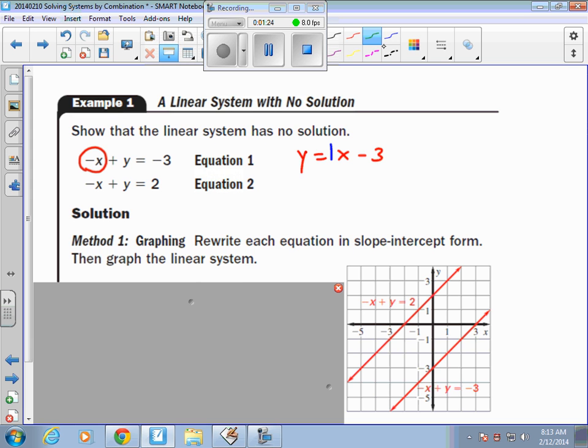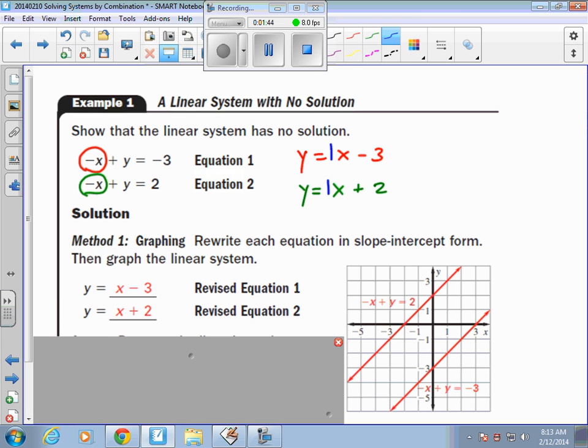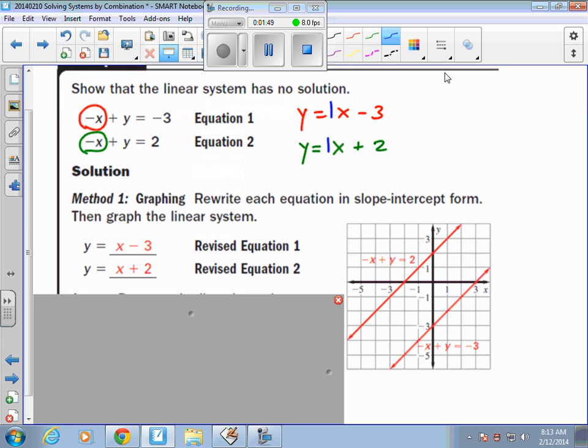When you move the other equation, again, you're going to move negative x over, and you're going to have y equals x plus 2, negative x becomes positive when it moves over, and the 2 stays positive. Again, your m value is 1. Right here, you can see that both of their m values are 1. They're going to be parallel lines, and they're not going to intersect each other, which means there's going to be no value that's the same. And that's the same thing we have written here in these blanks they prepared for you.